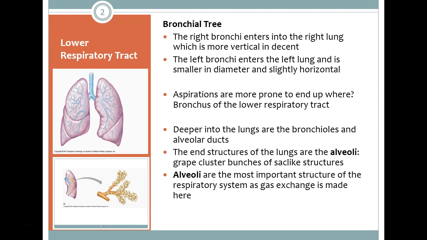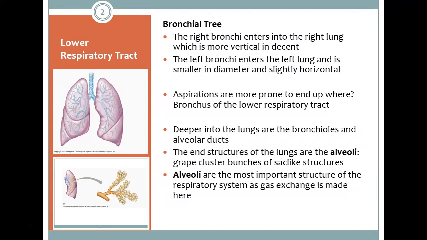Looking at the picture on the left-hand side of our lungs, you'll notice that the right bronchi enters into the right lung, which lies more vertical in descent. The left bronchi enters the left lung, and it's smaller in diameter and slightly more horizontal than the right. Aspirations tend to end up in the lower respiratory tract of the bronchus.